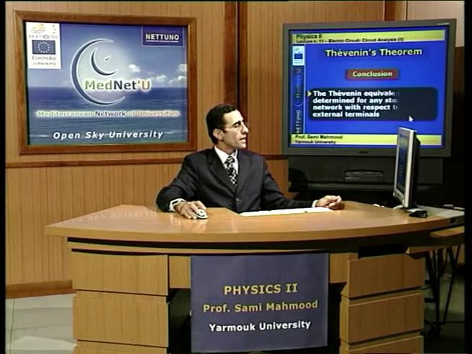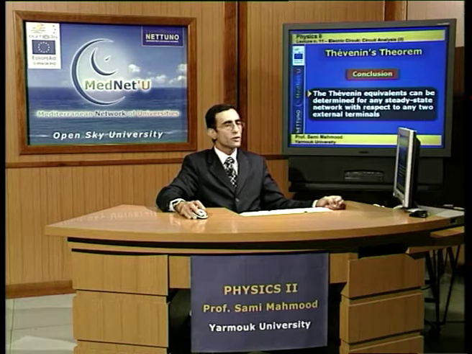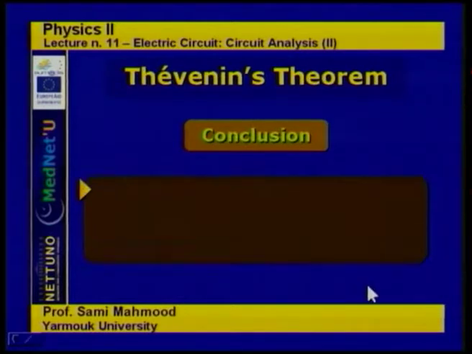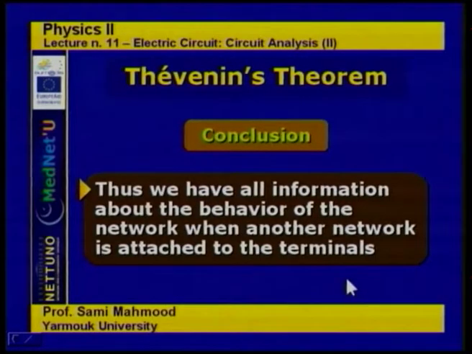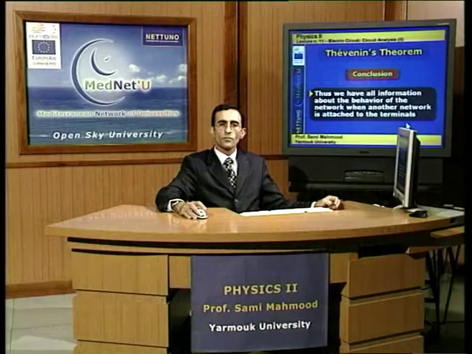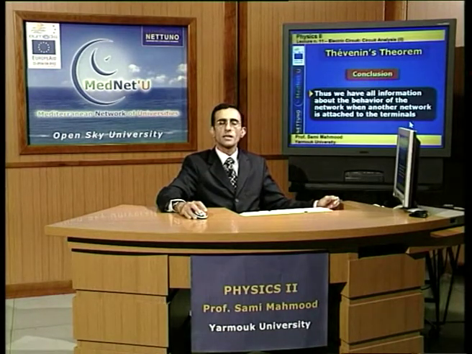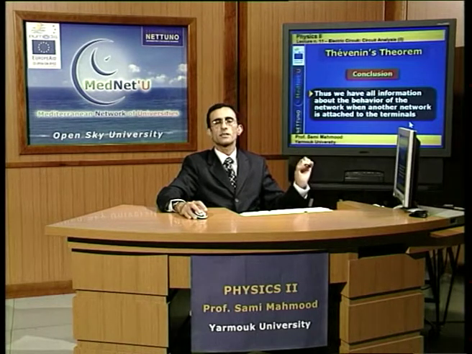Conclusion: the Thevenin's equivalence can be determined for any steady-state network with respect to any two external terminals, any 2 points in the circuit. And thus, we have all the information about the behavior of the network when another network is attached to the terminals. And by this example, we see a very simplistic application of such a powerful theorem.